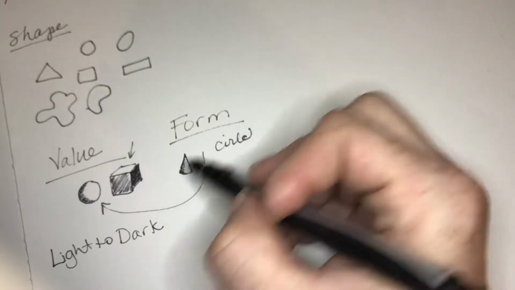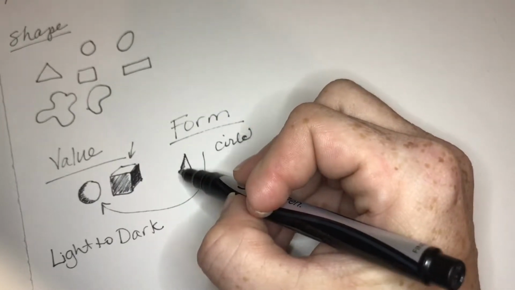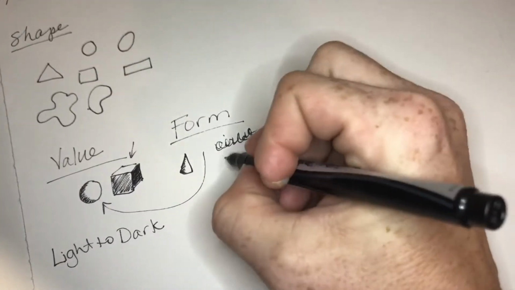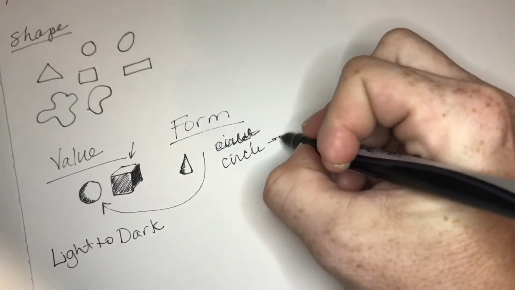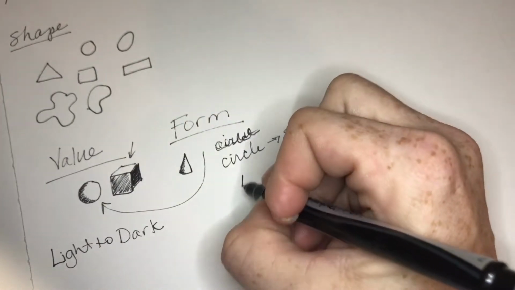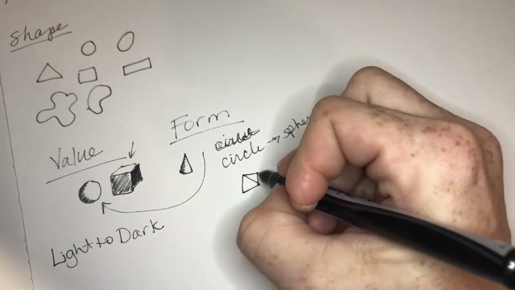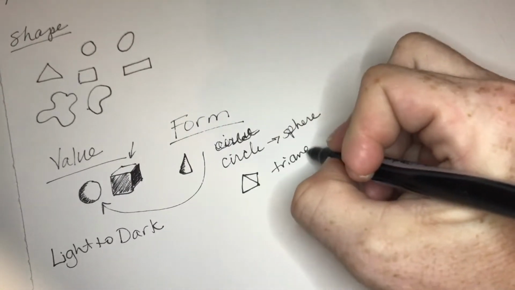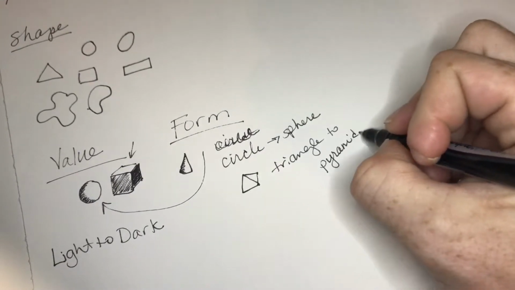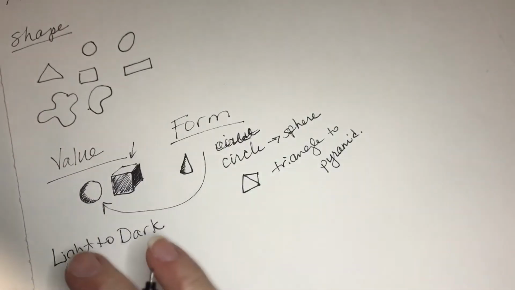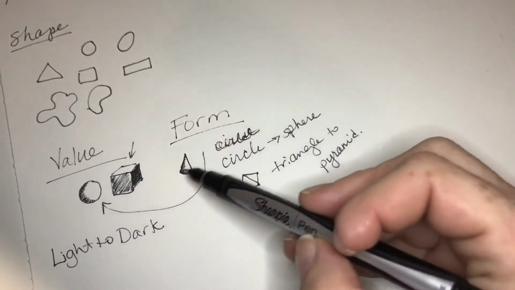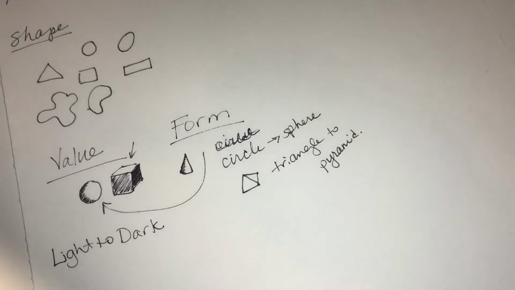Here is a triangle that has been shaded on the side, a little curved on the bottom, and you have a cone. So you have a circle that goes to a sphere over here. You can also do the triangle and make a pyramid. So right there, when you've added your value to your shape, that creates the form. The three-dimensional object that you have created is a form.